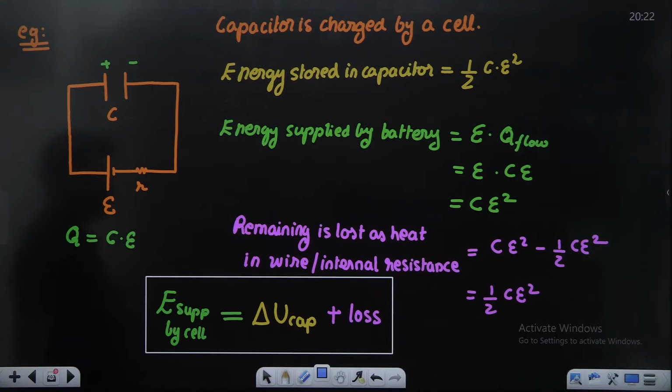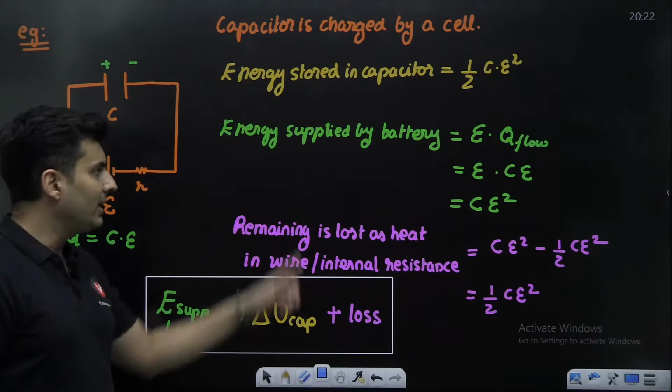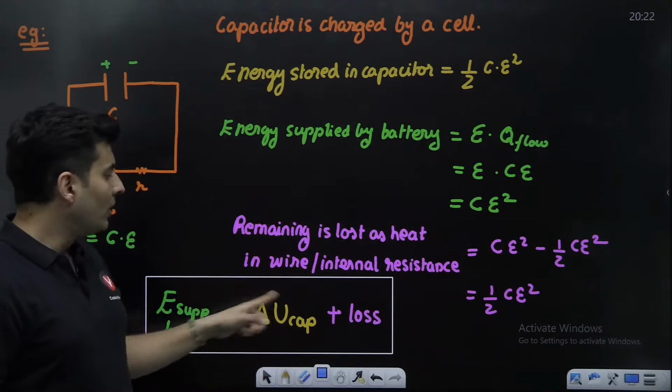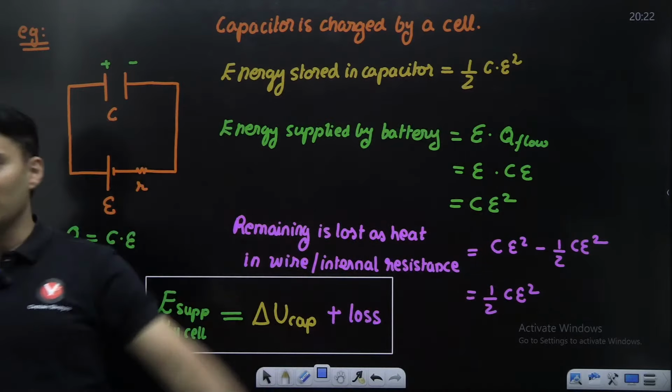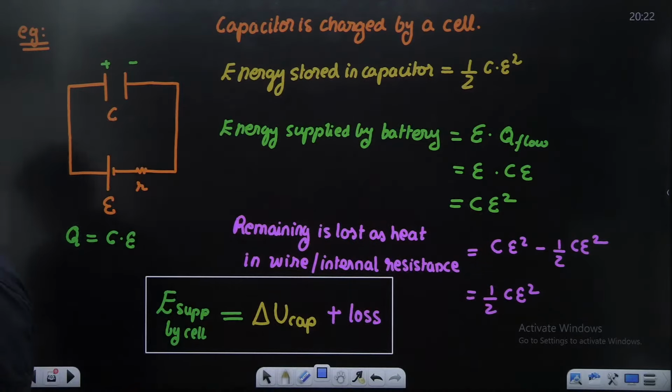This is a very important equation. Whatever the battery supplies, which is CV squared, will go in increasing the energy, half CV squared, and the remaining half CV squared is going as the loss. Very important equation. Is it absolutely clear? Everybody with me? Okay. You can use it for many questions.